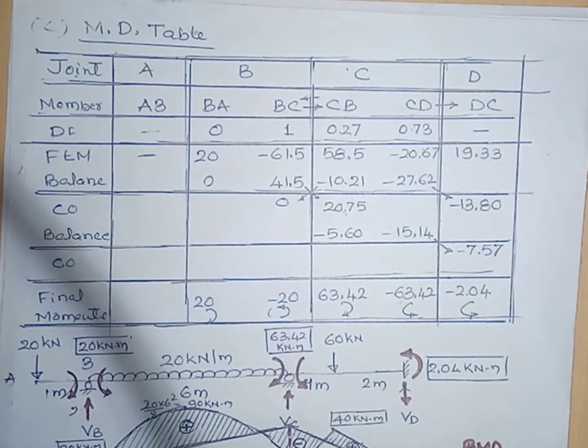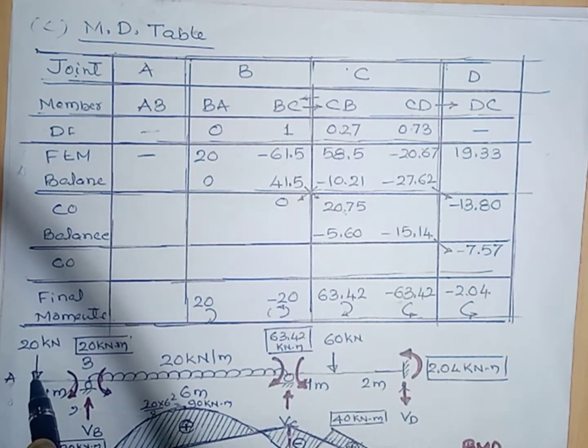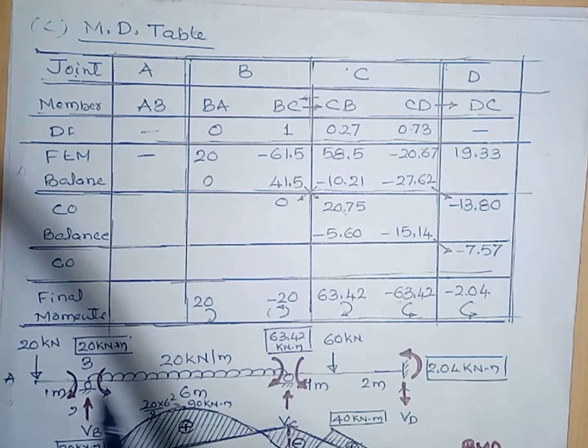Now we want to draw the bending moment diagram. Here this is our beam. These are the support reactions: this one is VB, this one is VC, this one is VD. It is subjected to a 20 kilonewton point load at the free end of the overhanging portion, and then B to C it is subjected to 20 kilonewton per meter UDL over a length of 6 meter. Here this length is 1 meter.